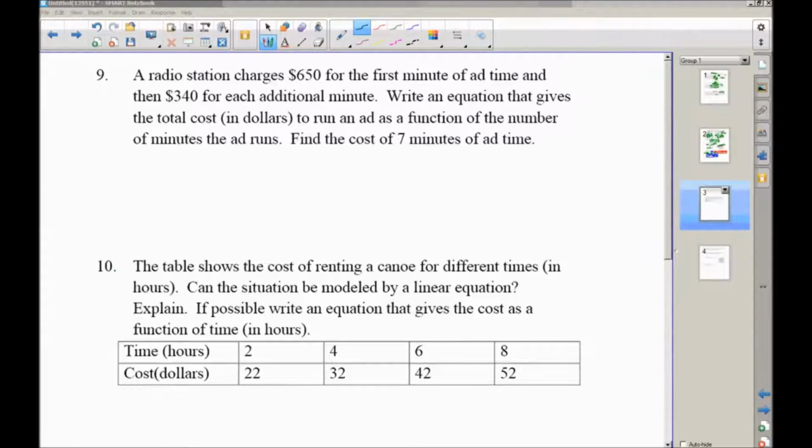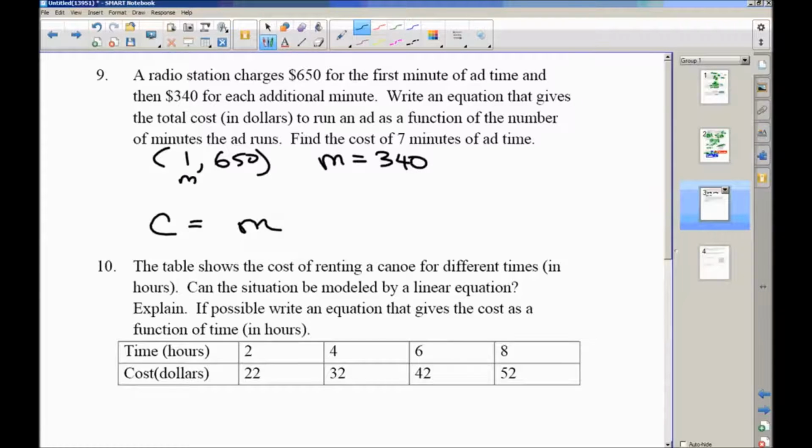All right, page 3 here. We have 2 word problems. A radio station charges $650 for the first minute of ad time, and then $340 for each additional minute. Write an equation that gives the total cost in dollars to run an ad as a function of the number of minutes the ad runs. So we want to know the cost equal to something with m for the number of minutes. And we have this information. We have one point that says 1 minute costs $650, and then we know the slope from that point forward is $340. So this is minutes and cost.